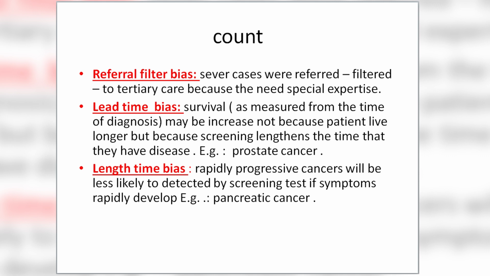Length time bias: rapidly progressive cancer will be less likely to be detected by a screening test. And there is no screening tool for this type of cancer if the symptoms develop rapidly. For example, pancreatic cancer. Pancreatic cancer is an aggressive, rapidly growing tumor that can kill the patient in 6 months. Okay, it's called length time bias.